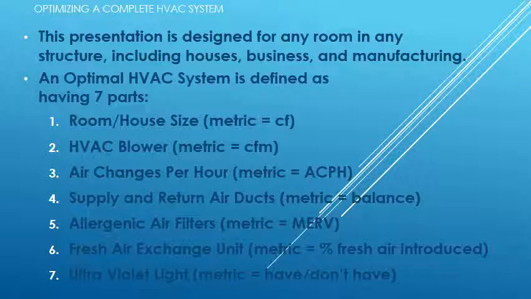Number 5 is allergenic air filters. You want to have proper air filters in your system. Number 6 is a fresh air exchange unit. After you get everything working, there's a unit called a fresh air exchange unit that brings fresh air in from the outside to the inside, just like it sounds. And number 7 is ultraviolet lights. Ultraviolet lights kill viruses, germs, and bacteria, so you want that in your optimal system.